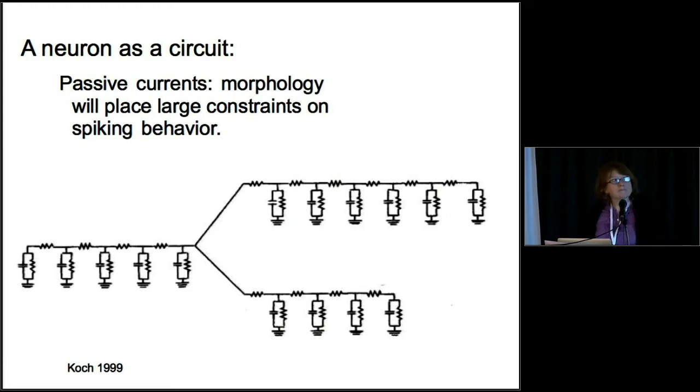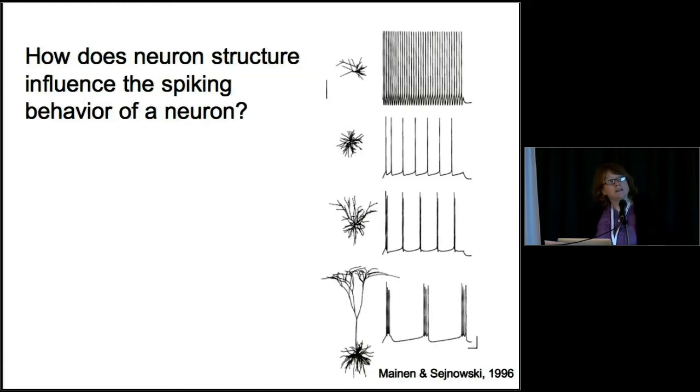This was elegantly shown in this paper by Mainen and Sejnowski in Nature in 1996, where they took a bunch of different morphologies, held the ion channels constant, and showed that you get very different spiking behavior from the different morphologies.